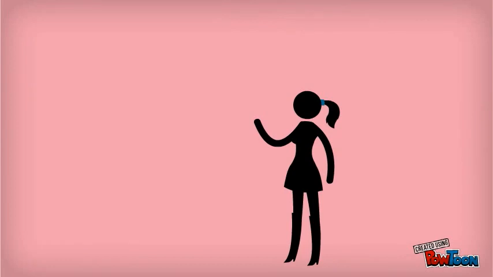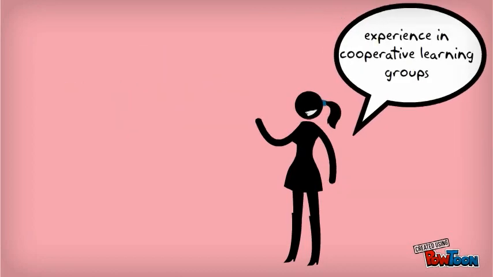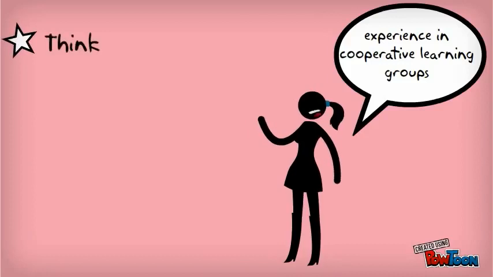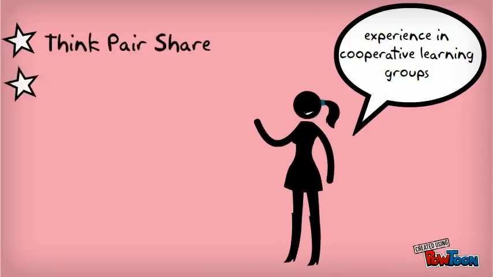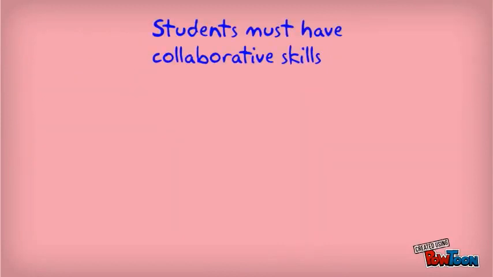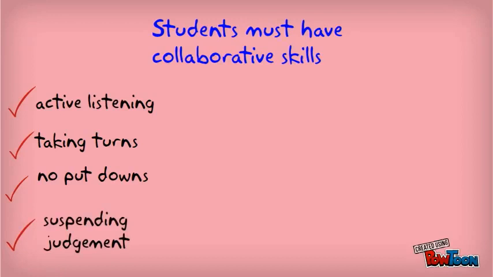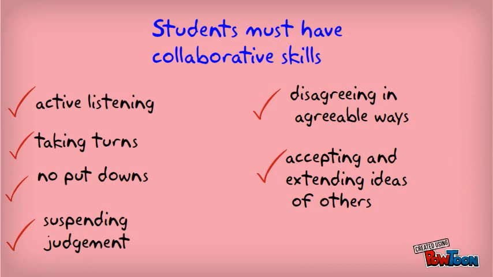For students to realize the benefits of academic controversy, students must have worked effectively with various simple cooperative learning groups, such as Think, Pair, Share, Placemat, and 3-Step Interview. Students must have collaborative skills in active listening, taking turns, no put-downs, suspending judgment, disagreeing in agreeable ways, and accepting and extending the ideas of others.